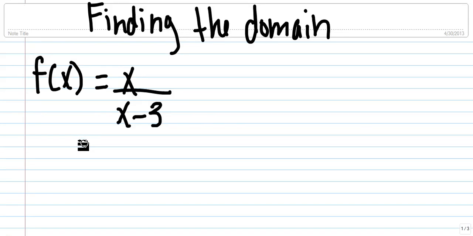Hi, this is Mrs. Mallet, and today we're going to talk about how to find the domain of a rational expression. Right now, my problems are written in function notation. That's what f of x stands for. It's in function notation. But when it comes to finding the domain, you want to look at the denominator.